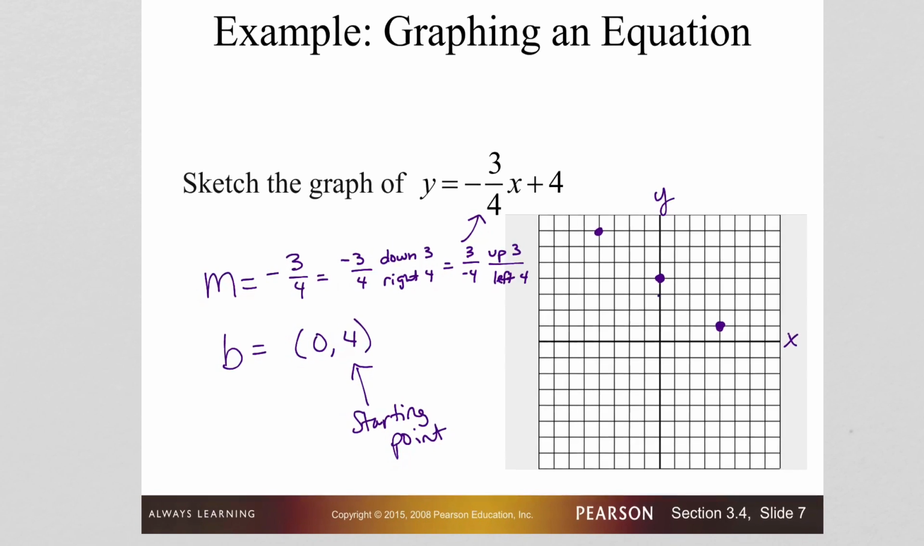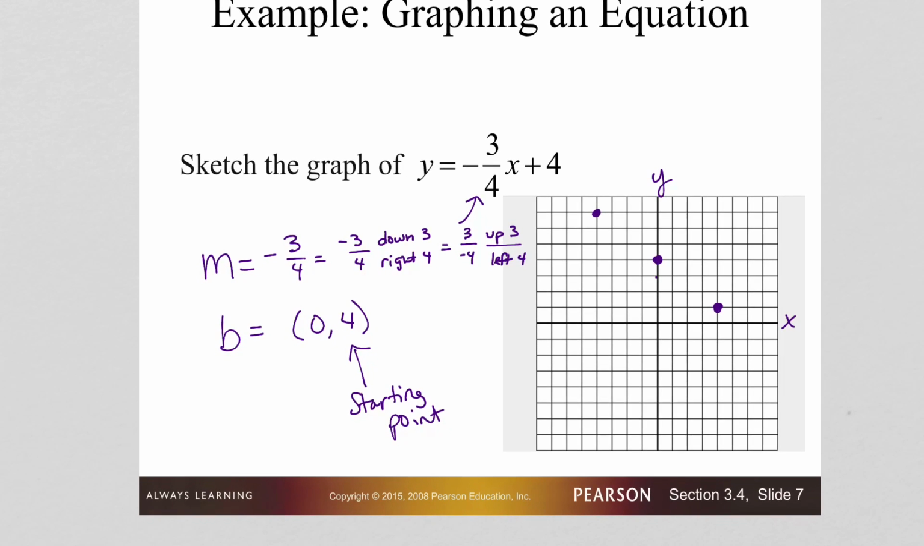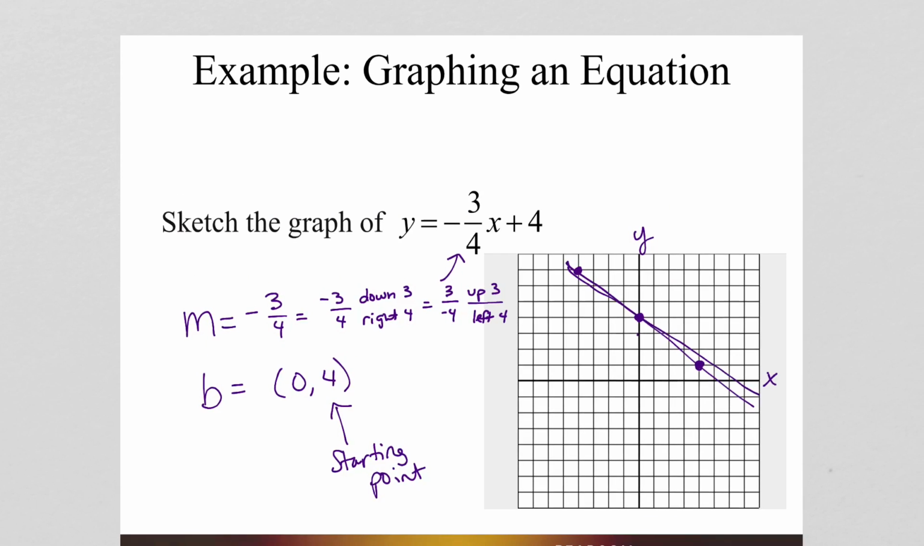Okay, let me do my best to connect these dots. Oh, I cannot do it to save my life. There we go. Sorry about that. Okay. There we go. Alright, so there's our line of y equals -3/4 x plus 4.